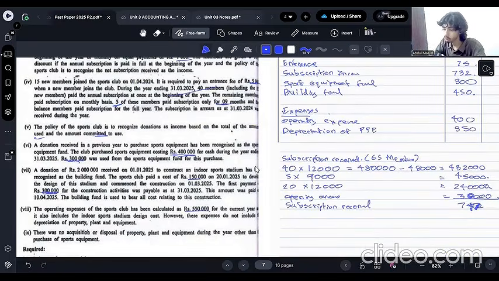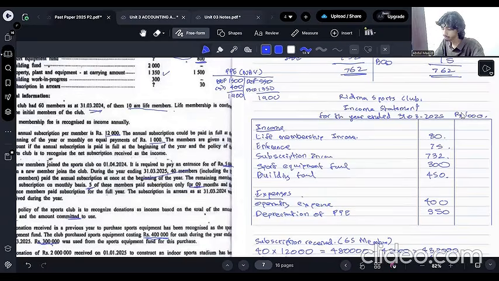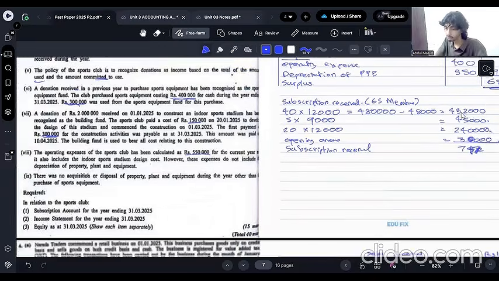All right. Now your total income. Your total income will be 80 plus 75 plus 732 plus 300 plus 450. That is 1,637. Then your total expense is 950. Then your surplus will be 1,637 minus 950, 687. Now you have to find your total equity. That's the next requirement, right?